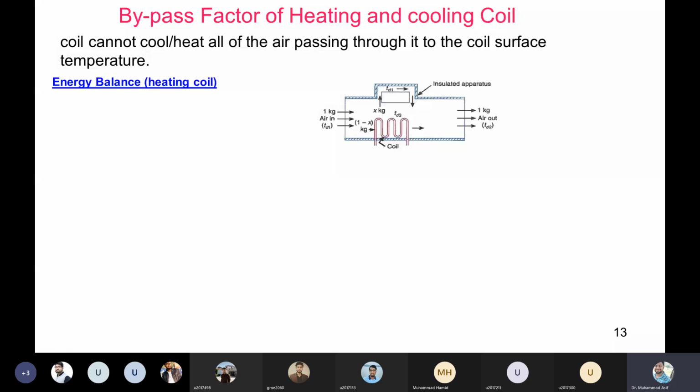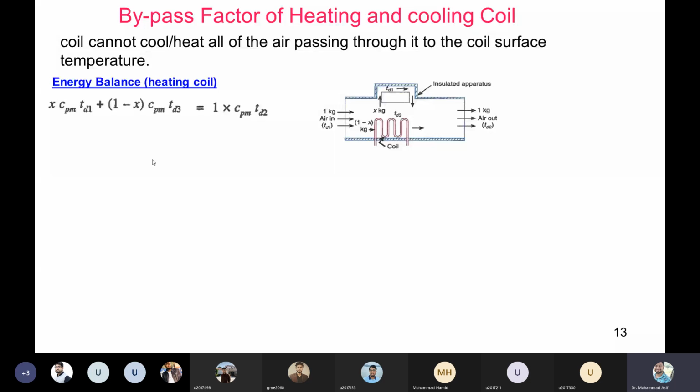So for that heating coil, if you apply the energy balance, what is happening? Let's say initially it was 1 kg. So we have 1 minus x kg with the coil, the remaining x kg is bypass, and at the outlet we have the same mass. So this 1 minus x is multiplied by TD3, this temperature. Similarly, x is at the temperature of TD1. Again, the air which is leaving is a total of 1 kg at a temperature equal to the outlet air temperature.